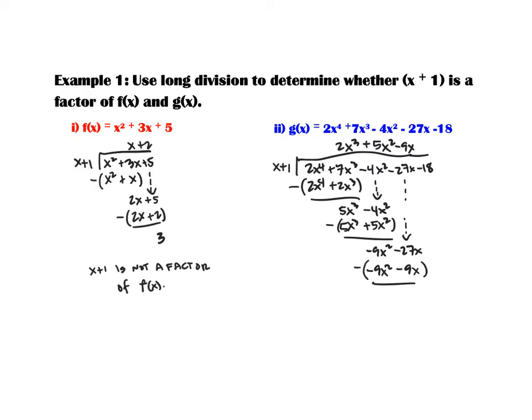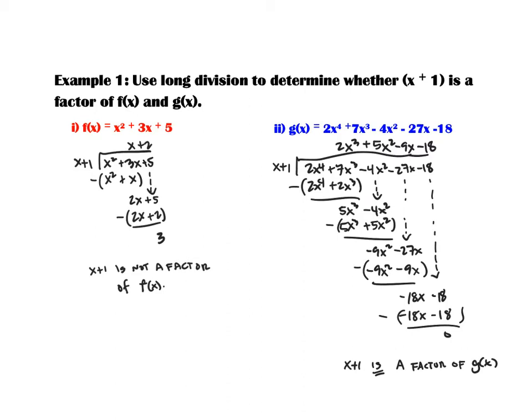Okay, subtract. And typically the errors happen in the algebra. So here what I would get is a negative 18x, right? This is negative 27 minus a negative 9x. I'm going to drop down the negative 18. So I need a negative 18 here. Negative 18 times x is negative 18x, and negative 18 times 1 is a negative 18. So if I subtract this from itself, look at that, I get 0. So x plus 1 is a factor of g of x.